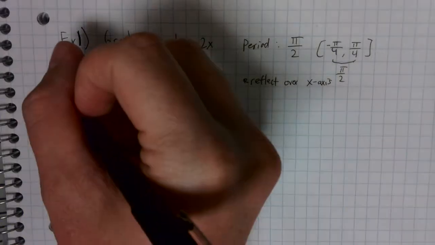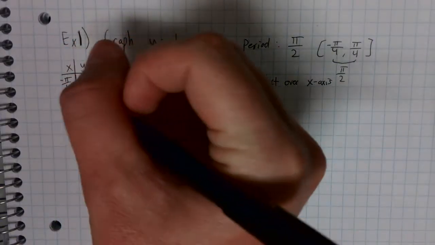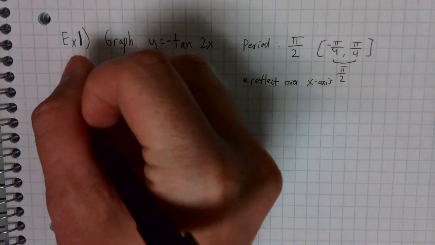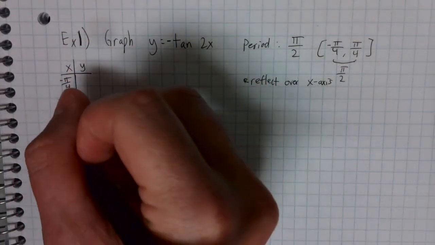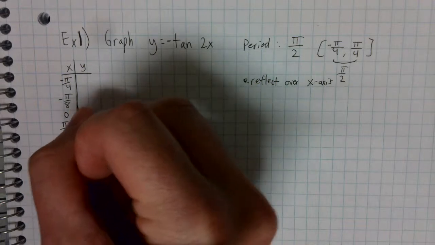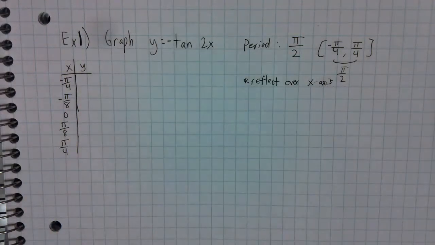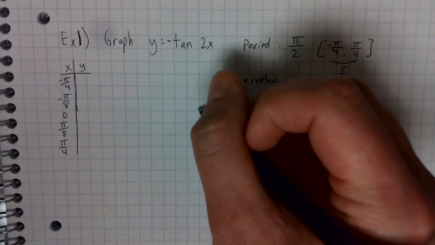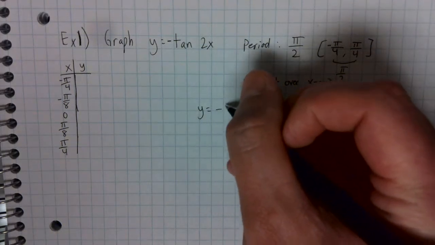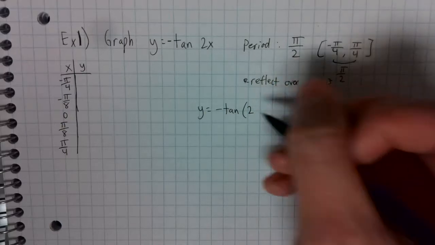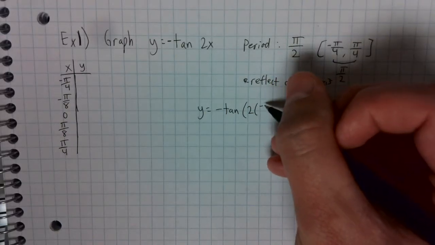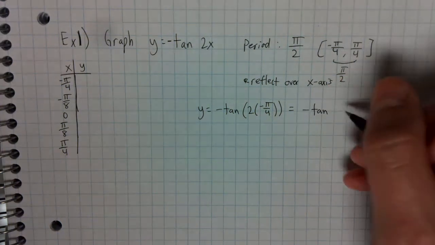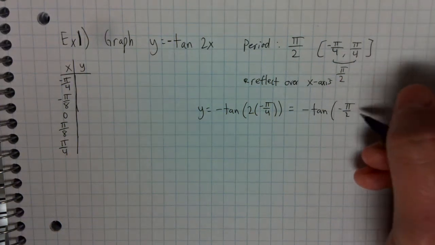Okay, so we're going to start at negative pi over 4, and then we're going to go to negative pi over 8, 0, pi over 8, and pi over 4. And we're going to evaluate by just plugging in. So we're going to use negative pi over 4 first. So that's y equals the negative tangent of 2 times negative pi over 4, which turns into the negative tangent of negative pi over 2.